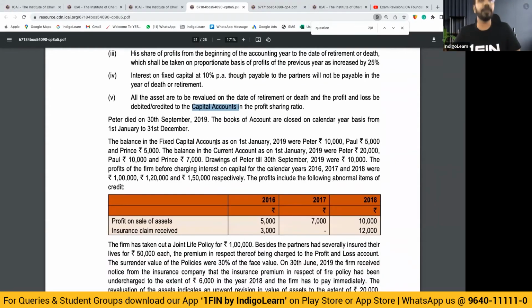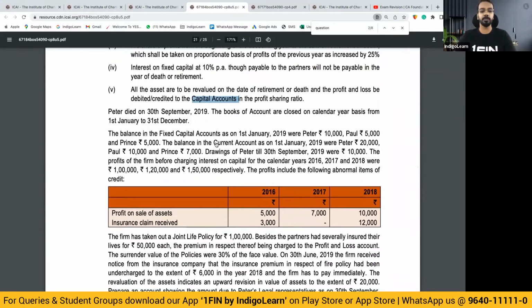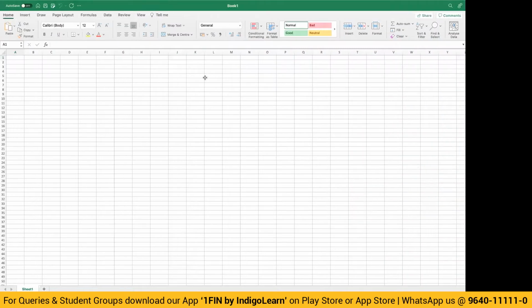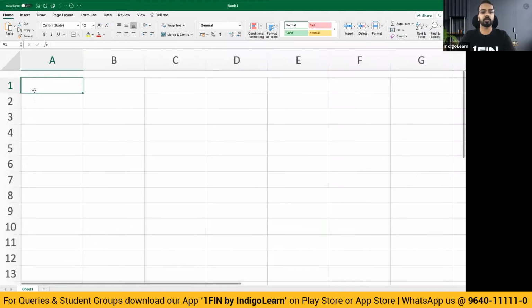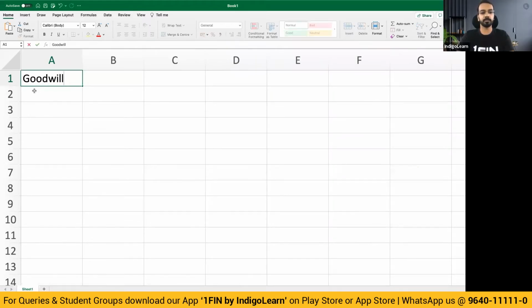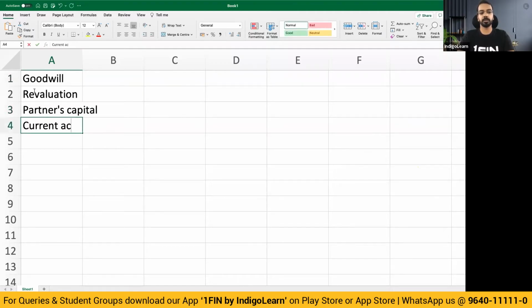Now here, if you have to prepare the amount due to the partner, not to the firm, we need goodwill. We need to do revaluation. Then we need to prepare the partner's capital account, current account, joint life policy. Right? These are the things.